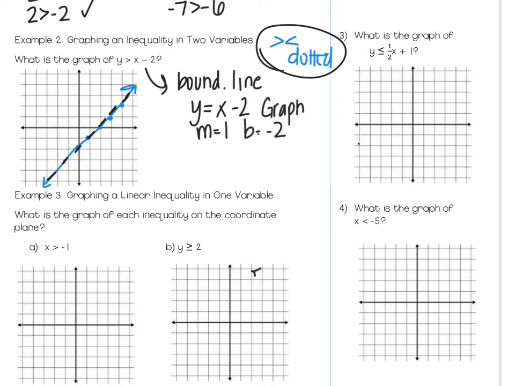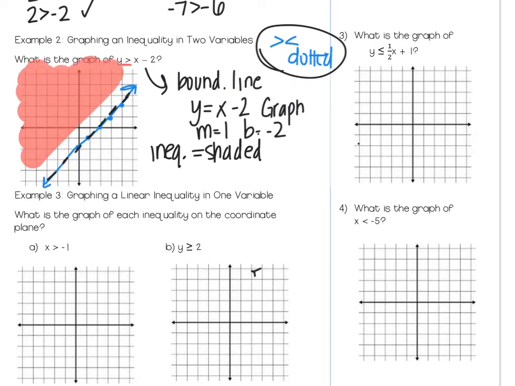Okay, now because it's an inequality, you have to shade. So inequalities equal shading, just like when you shaded a number line. If you have a greater than inequality and it's y greater than, you are going to shade above the line. If it's y less than, you're going to shade below the line. But it has to be in slope-intercept form to use that trick. So there's my answer.